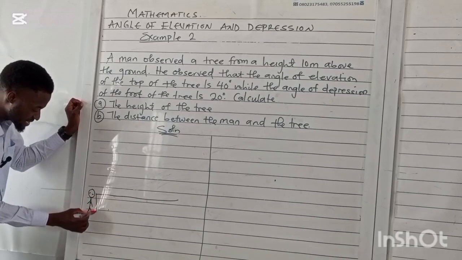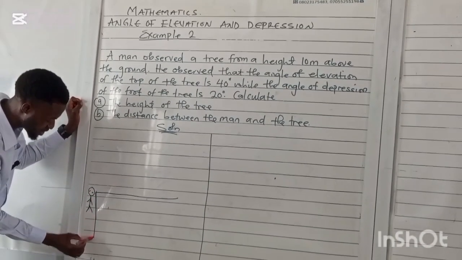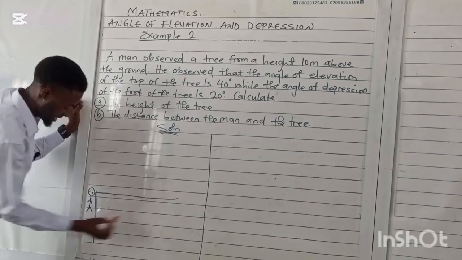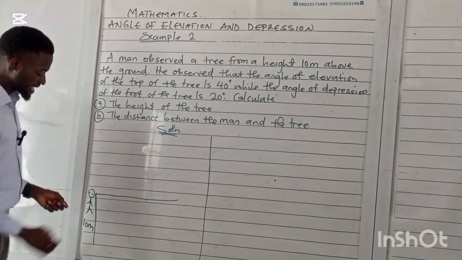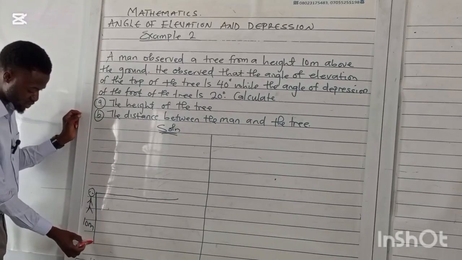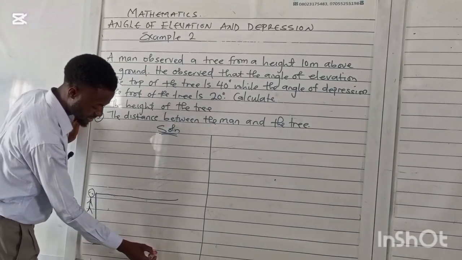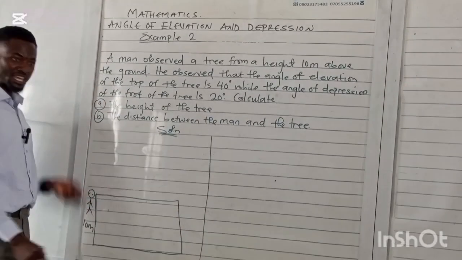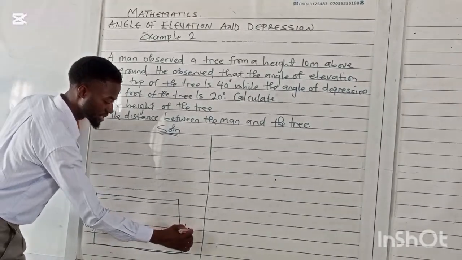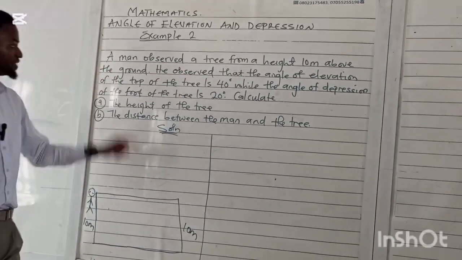Let's make this longer. If this is 10 meters above the ground, that means this is our ground level. So if this is 10 meters, then this is also 10 meters. It is 10 meters above the ground.